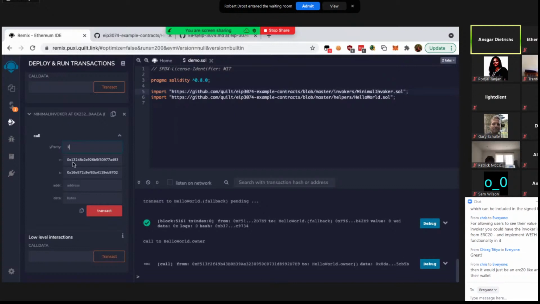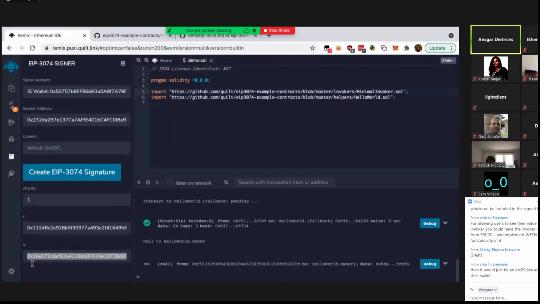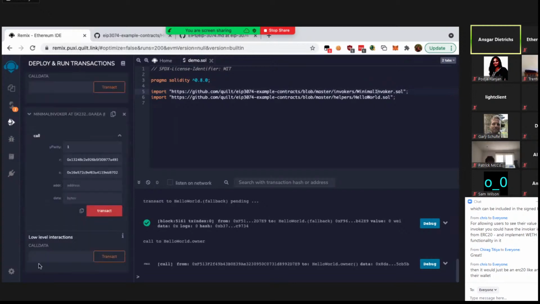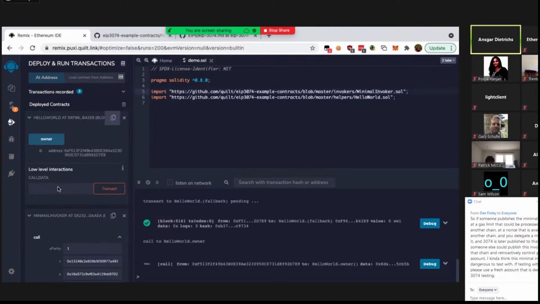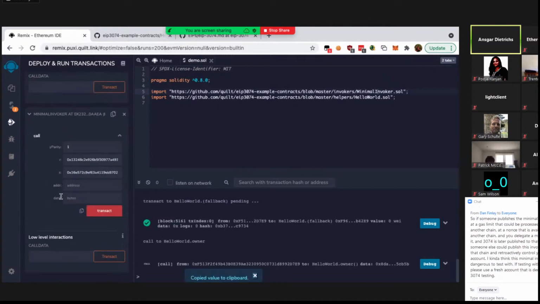Here we go, the transaction is mined, and indeed the owner is now this 5075. The transaction actually came, of course, from this invoker, which usually would set message.sender to this address, but instead it was set to this address. So this is exactly what auth calls are supposed to do. It's a nice little hello world example.